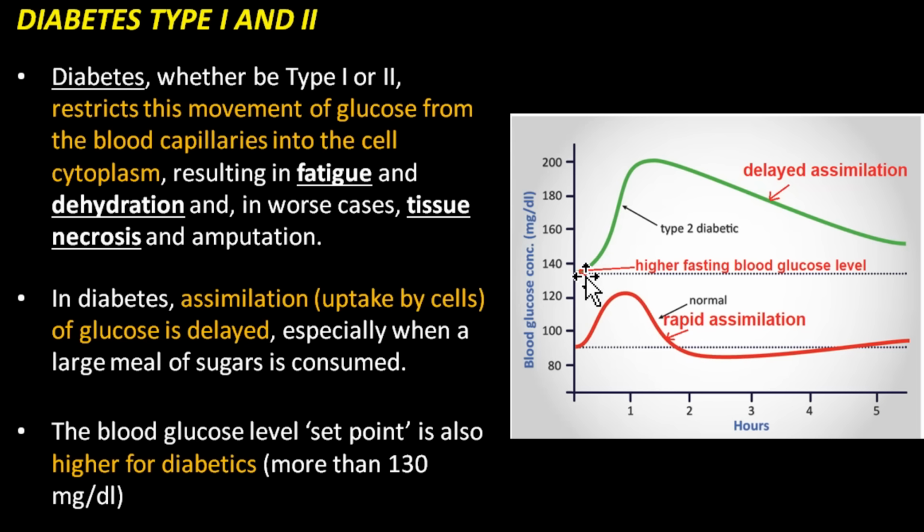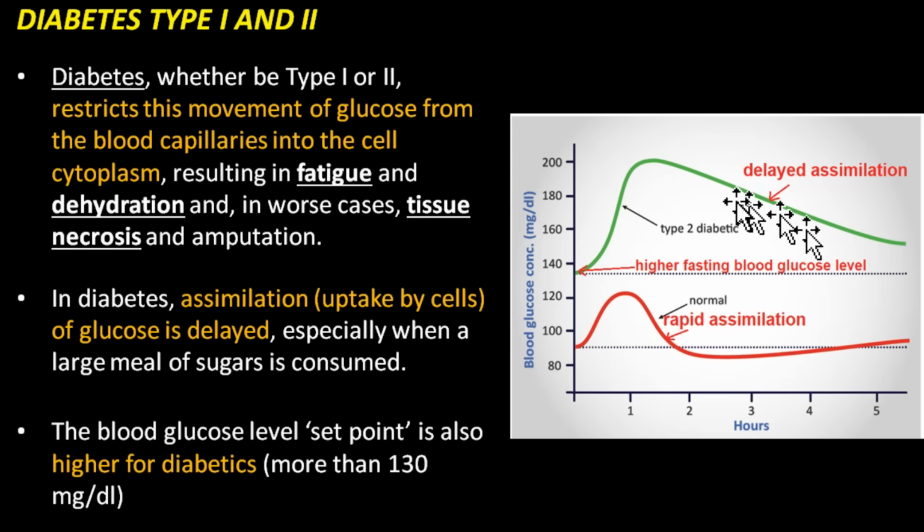Now, for a person with diabetes, whether it be diabetes type 1 or type 2, the blood glucose level is going to be naturally higher. And this is because there's going to be delayed assimilation. When that person eats a sugary meal, their blood glucose level is going to go up like this, especially if they are eating very large meals. Blood glucose level is going to rise as that gets absorbed into the bloodstream. Now, it's going to take much longer for the glucose to enter the cells because of insulin resistance or because of lack of insulin. So diabetes, whether type 1 or 2, restricts the movement of glucose from the blood capillaries into the cell cytoplasm through the cell membranes.